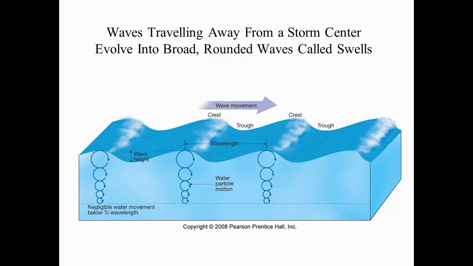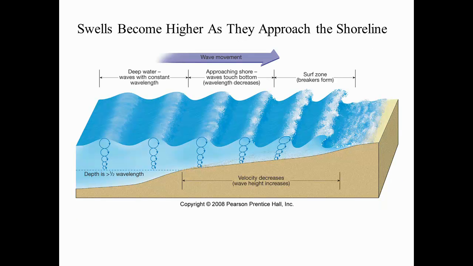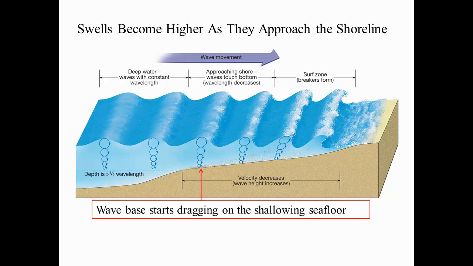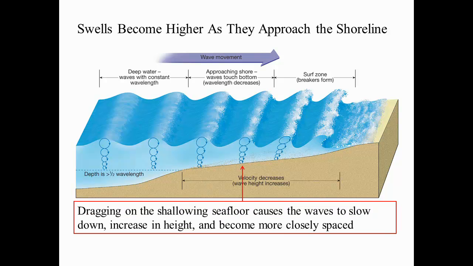Now, waves traveling away from a storm center will evolve into broad, rounded waves that are called swells. And from there, swells become higher as they approach the shoreline. What happens here is that the wave base begins to drag on the shallowing seafloor. And from there, the dragging on the shallowing seafloor causes the wave to slow down, increase in height, and also become more closely spaced further and further towards shore.